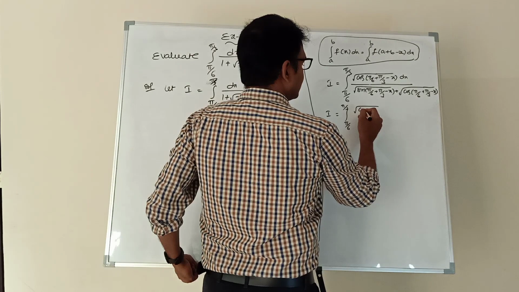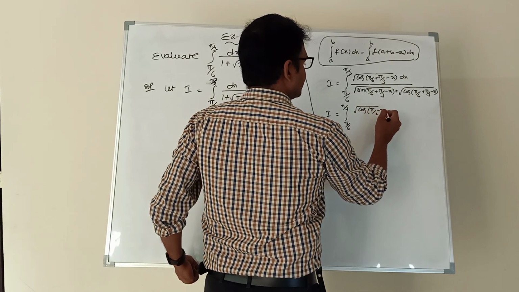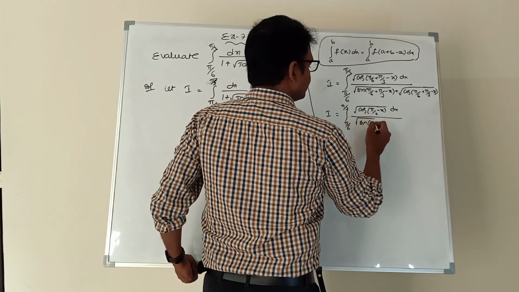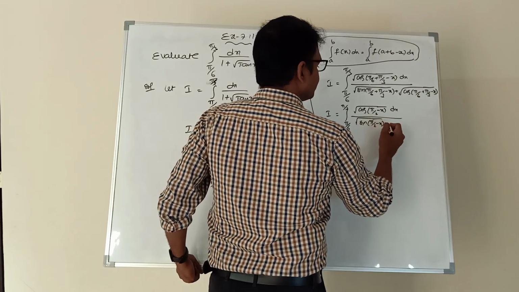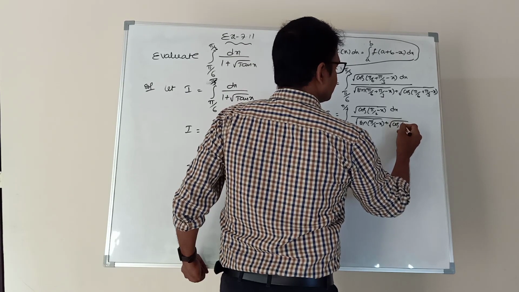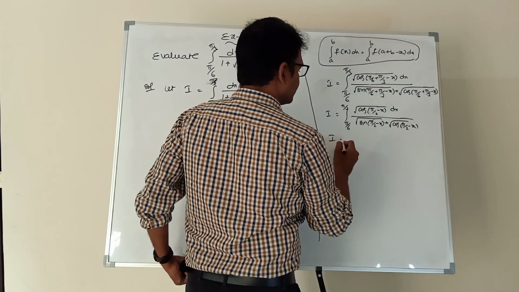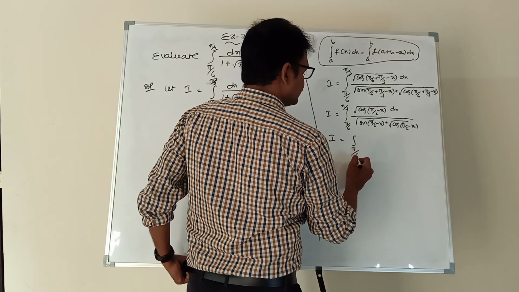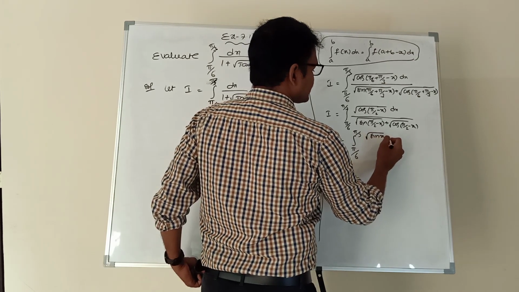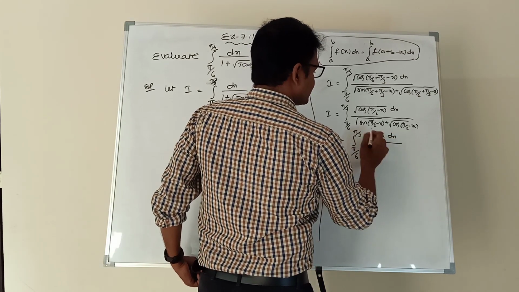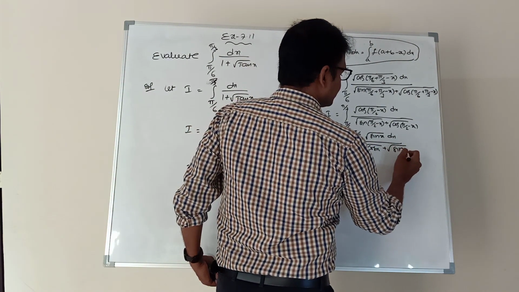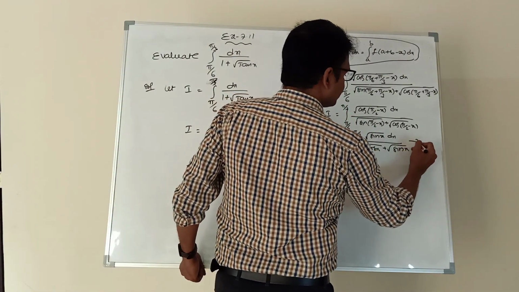So I is equal to the integral from pi by 6 to pi by 3 of root of cos of 90 minus x, dx, by root of sin of 90 minus x plus root of cos of 90 minus x. Since cos of 90 minus x is sin x, and sin of 90 minus x is cos x, this is the integral of root sin x dx by root cos x plus root sin x. Let this be equation number 2.